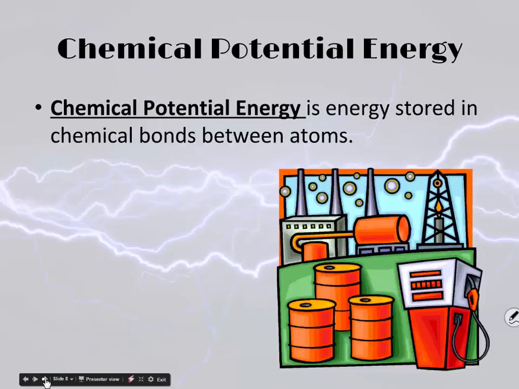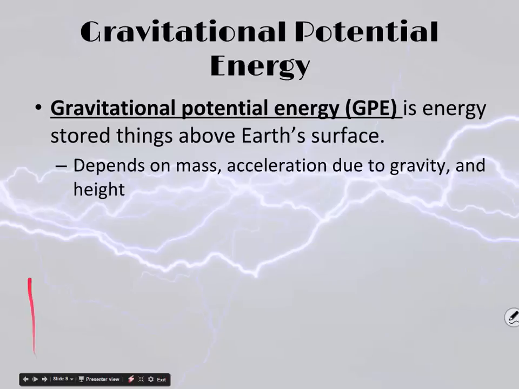The next form of potential energy is chemical potential energy. This is energy stored between the chemical bonds in atoms. If we go through a chemical reaction by burning some fuel, we break some of those bonds and we reform them. The difference in that energy between breaking and forming is energy released in the form of motion, in most cases in our cars. But the one we're going to focus on is gravitational potential energy.